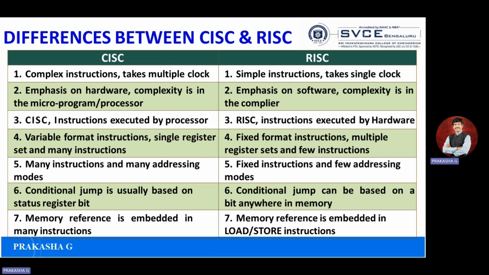Emphasis on the hardware. The CISC has hardware complexity. RISC has emphasis on the software. The complexity is in the compiler. Okay, those are the two differences I already explained.